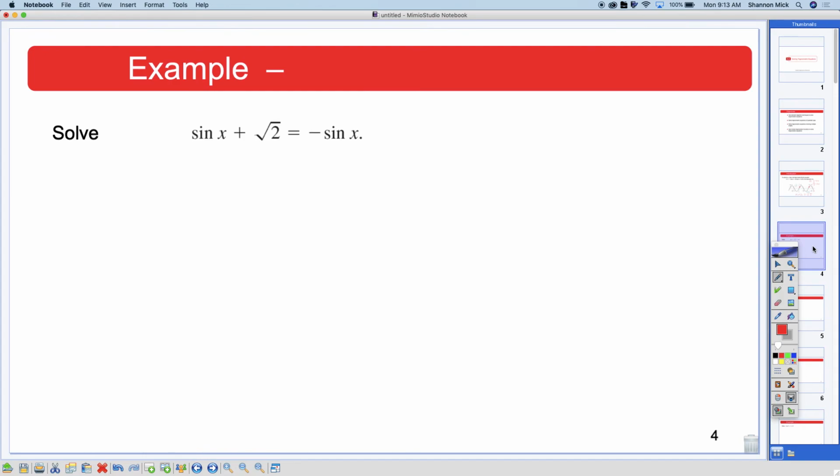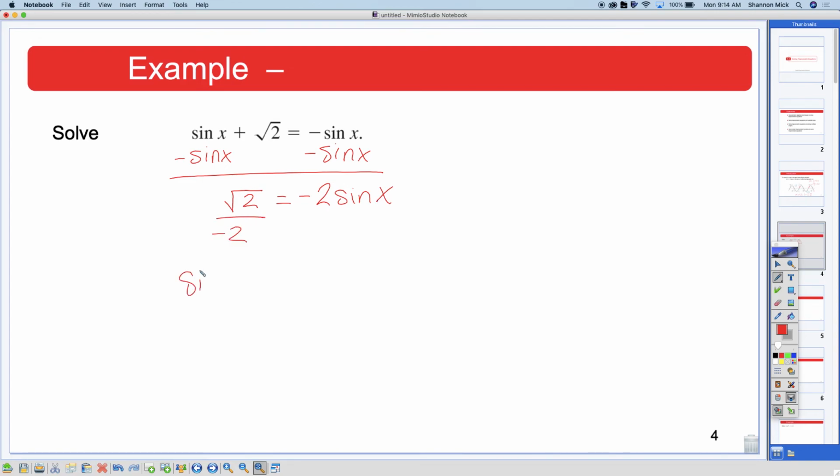So I need to move the sine of x's to the left or to the right. Which one do you want to do? To the right. Okay, because on the right we have a negative sine x already by itself, don't we? So how are we going to move this sine x? Subtract it, just like we would any other time, right? So I have square root of 2 equals how many negative sine x's do I have? 2. Okay, so I just need sine of x now. Divide by negative 2.